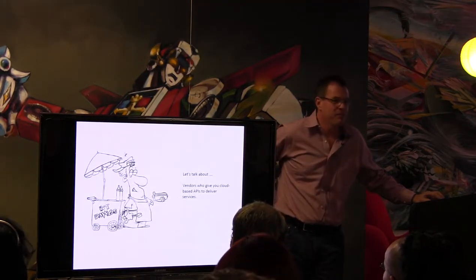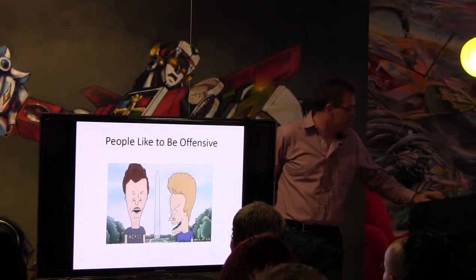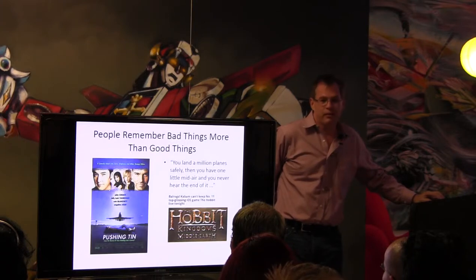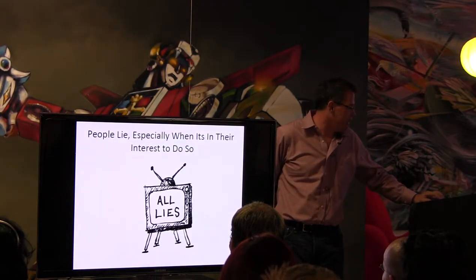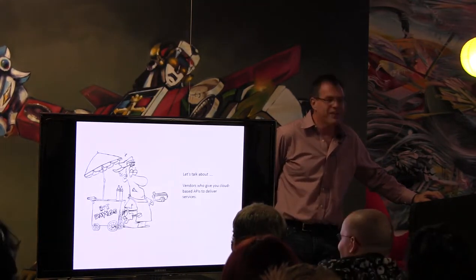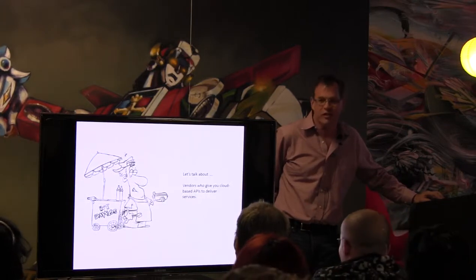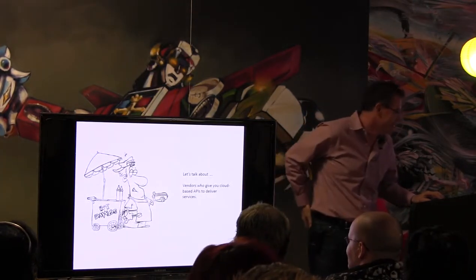Okay, so that's on people. The short summary: they like to talk to each other, they like to say bad words, they hate you when things go down, they hold grudges, and they lie, but they like free stuff. Nothing technological here. I'm pretty sure Aristotle knew all these things, and he didn't have an iPad.